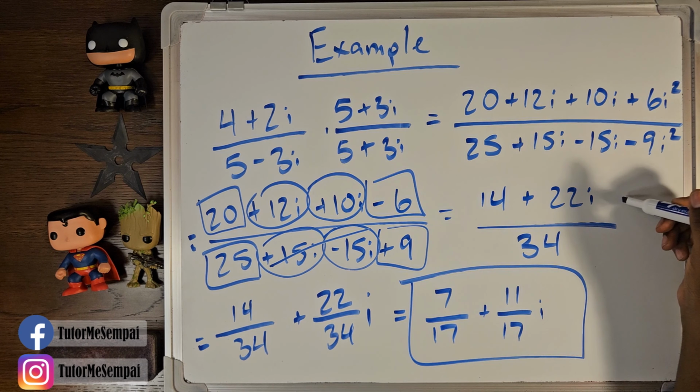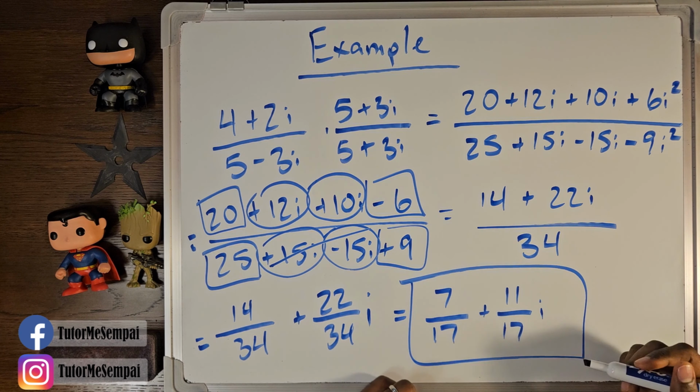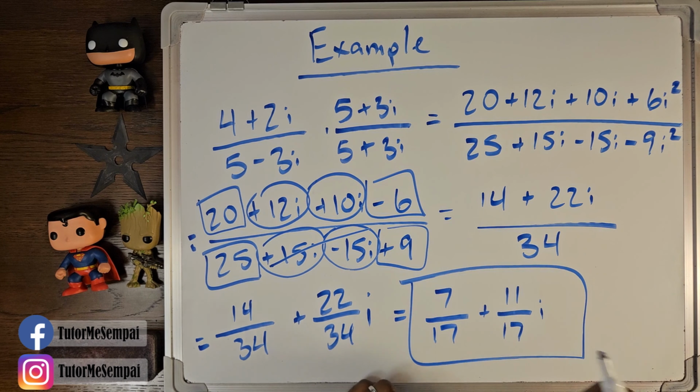Try not to stop here. You can go a little bit further. Let's get it looking like a complex number. We're dividing complex numbers. We want to make sure we get a complex number as a result.